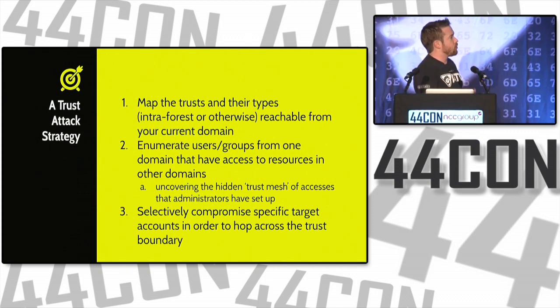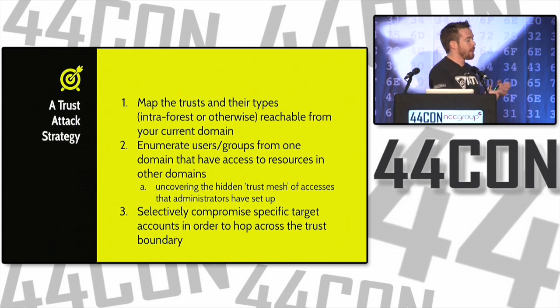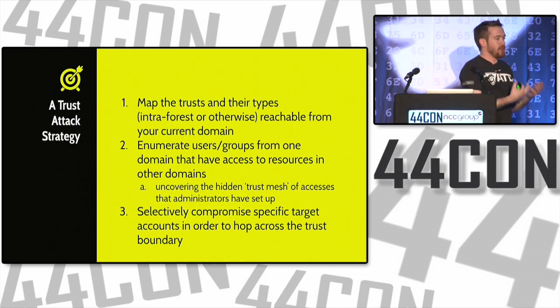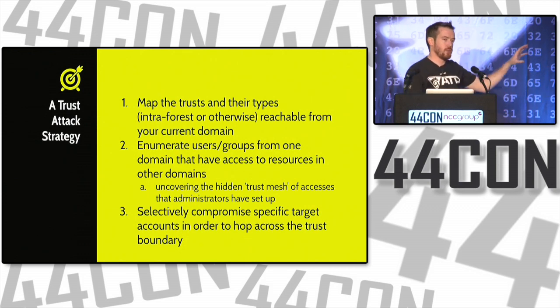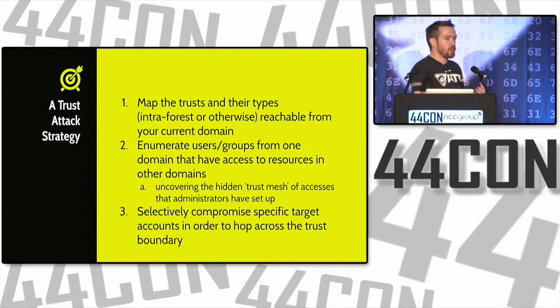You want to enumerate all the users and groups from one domain that have access to resources in another domain. So trust exists for a reason. If you start the trust up, by default, if it's an external trust, it's not going to give you any implicit access. But trust exists for a reason, so people tend to set them up so they can take users or groups from one domain and grant them access to resources or put them in groups in another domain. So we like to call this uncovering the hidden mesh of these accesses that administrators had set up previously, and they very often set them up incorrectly.